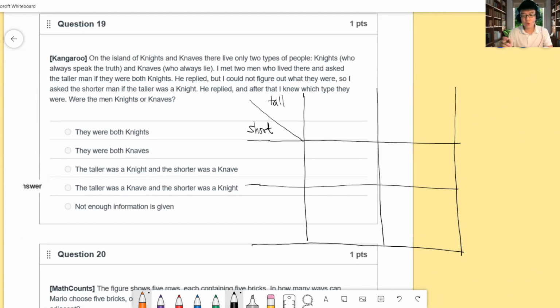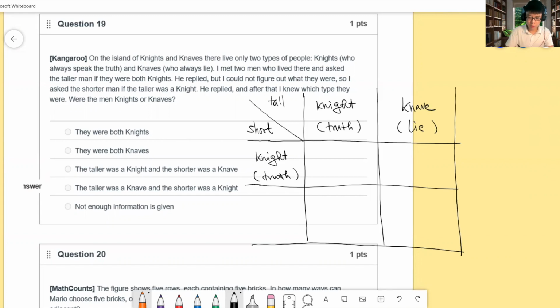So for the taller one, there are two cases. It could be knight. This person could be a knight, that means he or she tells the truth, or a knave, that means what he or she said was a lie. Also, for the shorter one, still we have two cases. So it could be knight, that means truth, or knave. That means what it says is a lie.